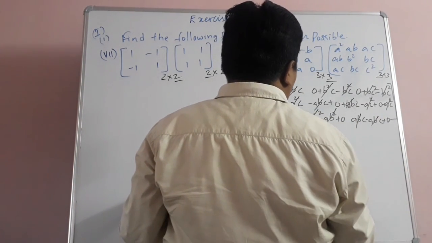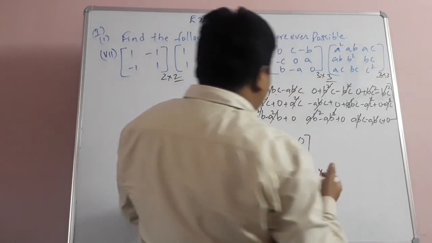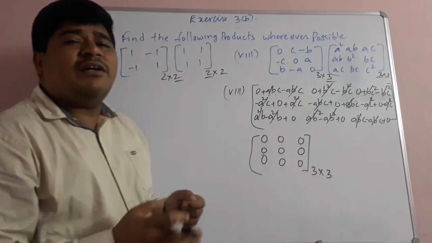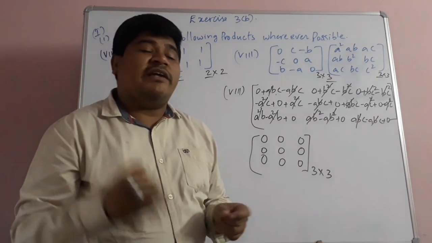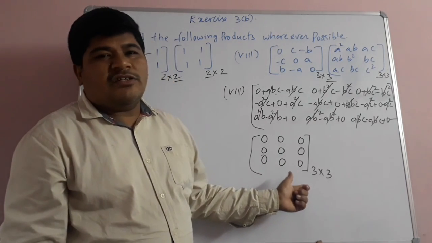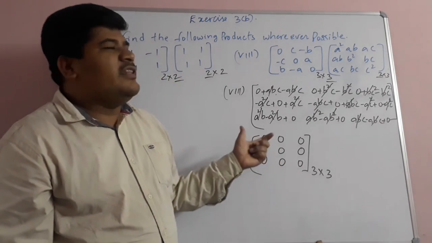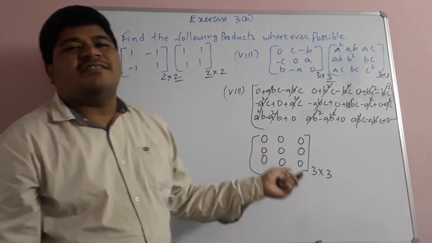So children, finally we got the 0 matrix. All elements are 0 in this matrix, and if each element of a matrix is 0, then that's called a 0 matrix. We got the result as a 0 matrix of order 3 by 3. So in this way we will multiply the matrices.